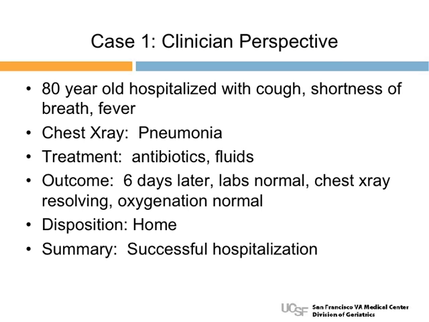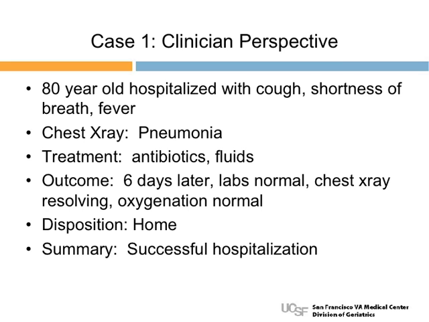She was in the hospital 6 days, and everything looked really good at the time of discharge. All her labs that were abnormal to start with were now normalized. Her chest x-ray was getting better. Her oxygenation was normal. We fixed the pneumonia and sent her home. So this was yet another successful hospitalization.